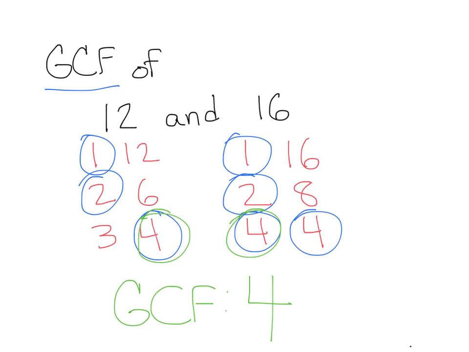And when we're looking at numbers, that's all we're really trying to figure out. What is the biggest number that divides into both of them evenly and leaves us with a whole number result? So 12 divided by 4 is 3, 16 divided by 4 is 4. Those are both whole numbers without any decimals or fractions attached, and that's what we're looking to find.